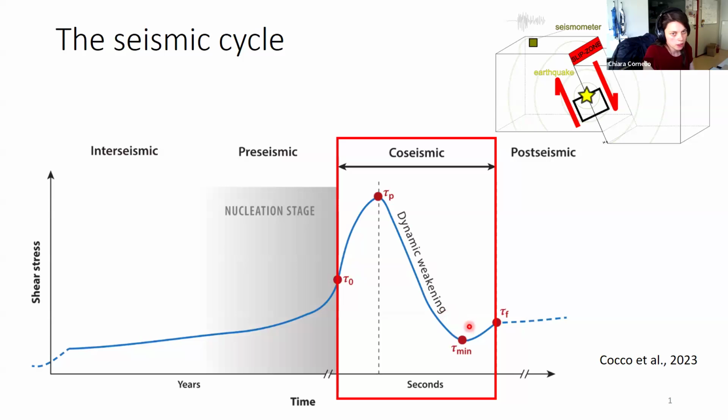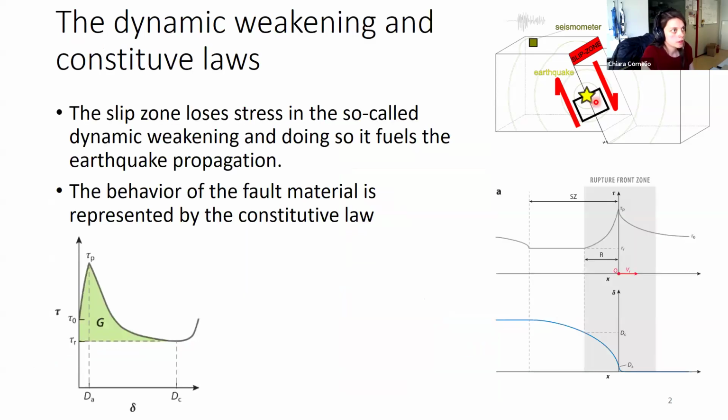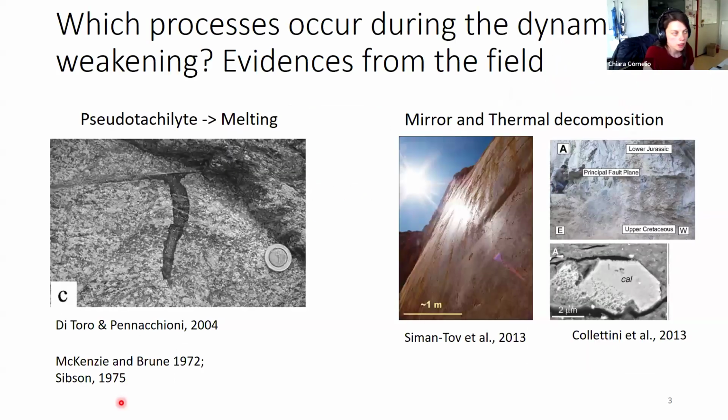So when the dynamic weakening occurs, the slip on a fault basically happens. What we know is that during this dynamic weakening, the response of the material can be described by using a constitutive law that can be schematized with the sketch at the bottom, where the shear stress evolves with the slip. And we know that dynamic weakening is occurring because we have evidence from the field.